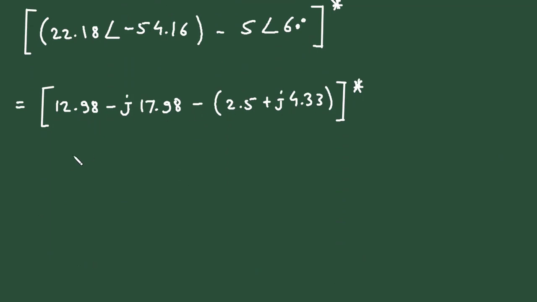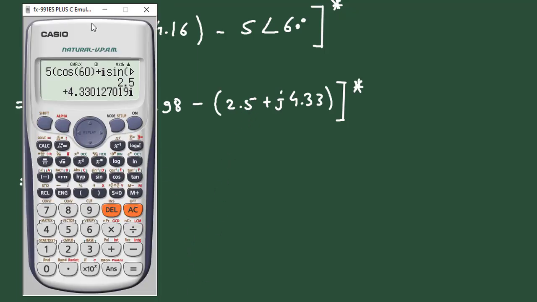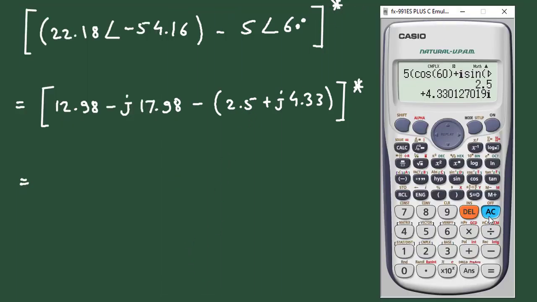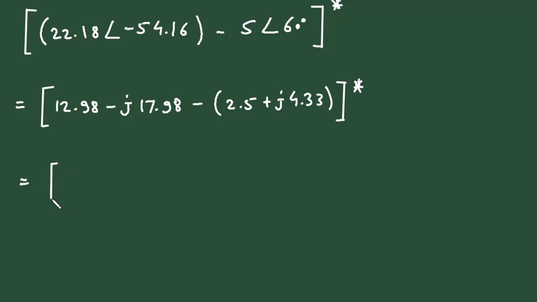Now we can easily simplify this. So this will be 12.98 minus 2.5, real part first. So 12.98 minus 2.5 is 10.48. Let's take square bracket of this, and it is 10.48.